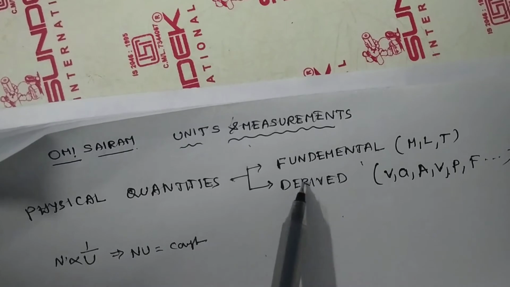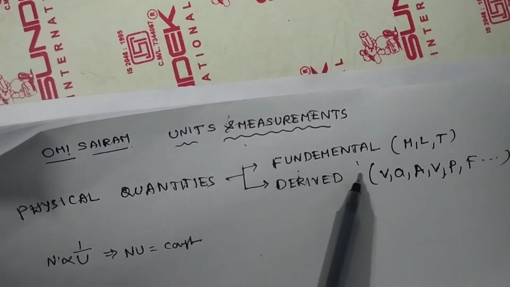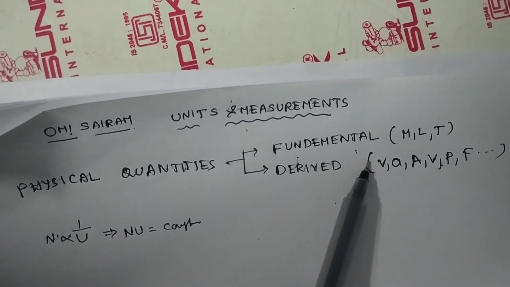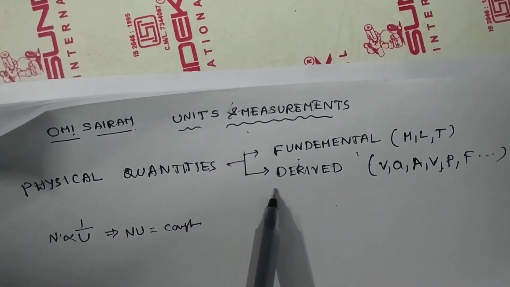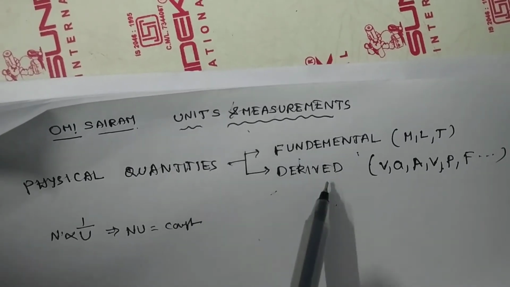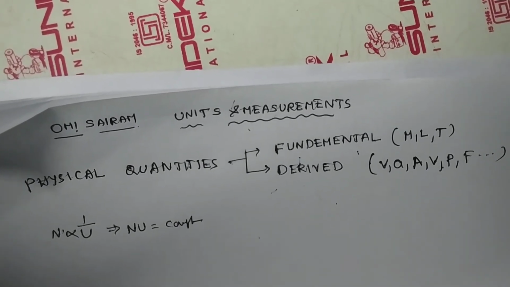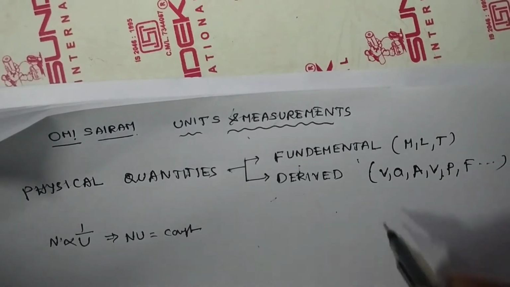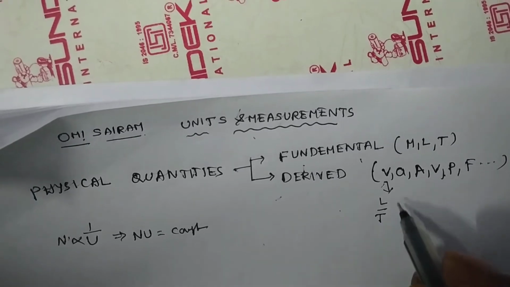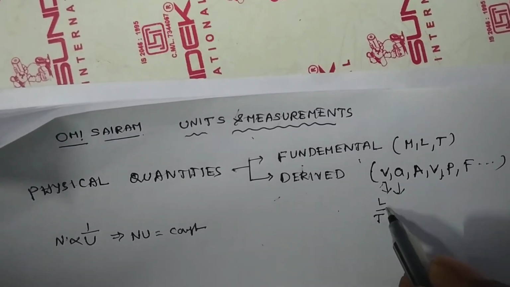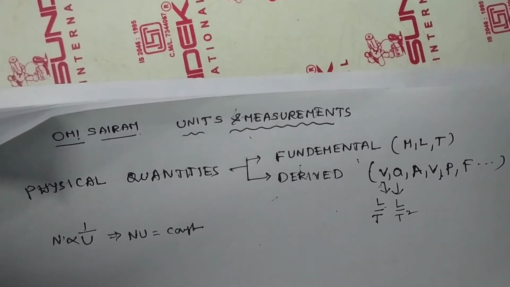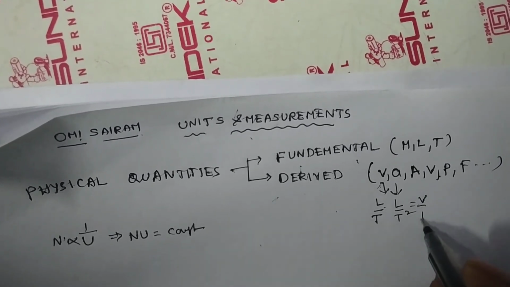The quantities which do not depend on any other are called fundamental physical quantities. The quantities which are derived from fundamental physical quantities are called derived physical quantities. What is velocity? Velocity is distance by time. What is acceleration? Distance by time square, which is nothing but velocity by time.